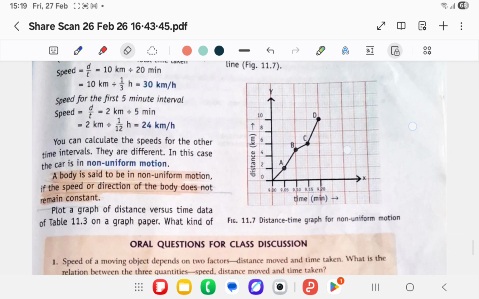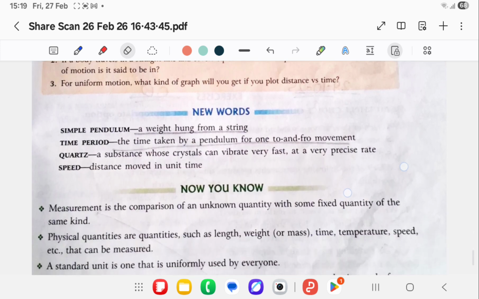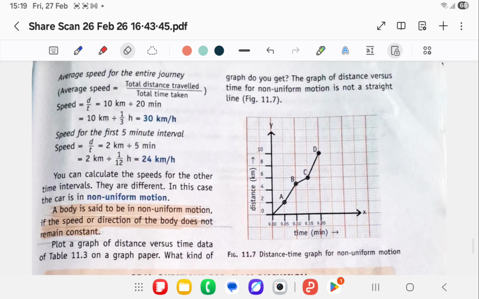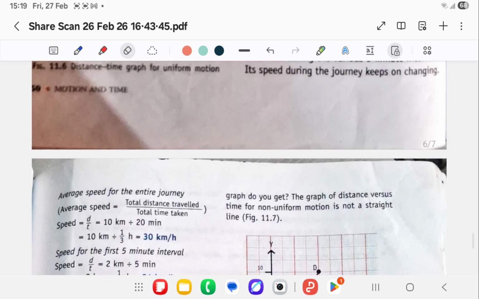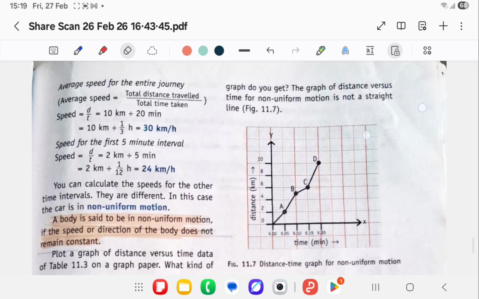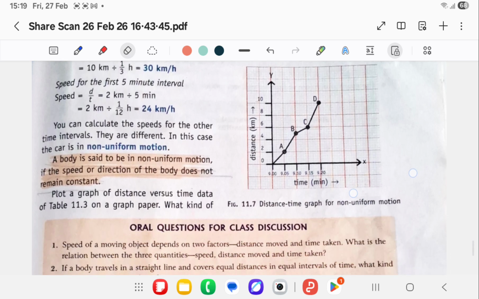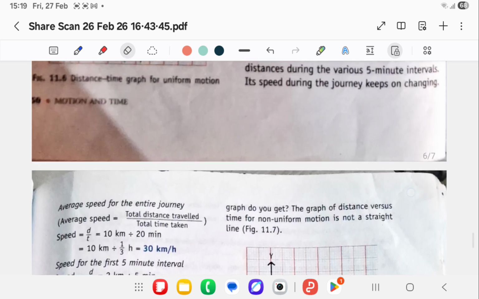So this was your whole topic. You have been practicing the graph in the class, so we will practice one or two numericals using this graph in the next video. Thank you, class.